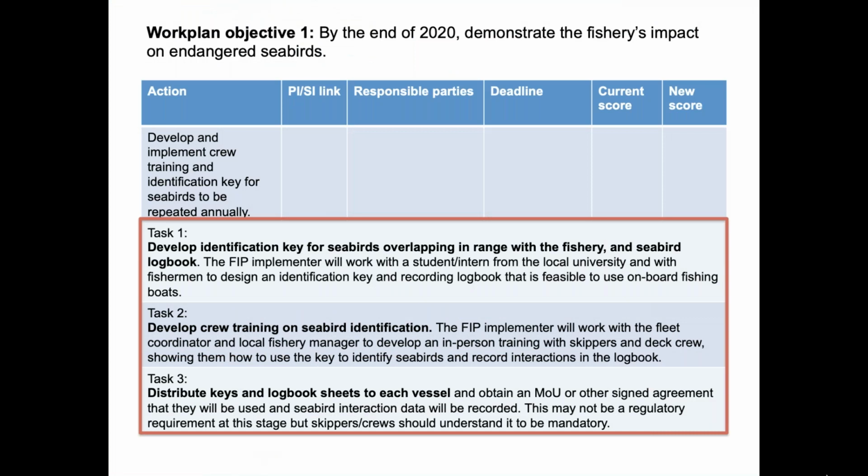So we have a couple of examples here. Again, building off of that first action within this work plan. And so the first task is develop identification key for seabirds overlapping in range with the fishery and seabird logbook. And I won't read all of the text here. The second task is to develop crew training on seabird identification. And the third task is to distribute keys and logbook sheets to each vessel. So you can see here how the tasks are explaining the how, whereas the action is what is actually going to be done.